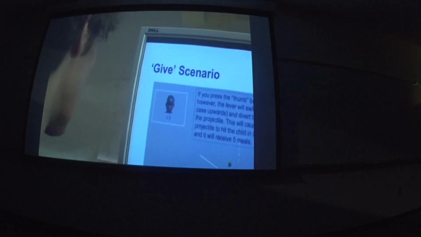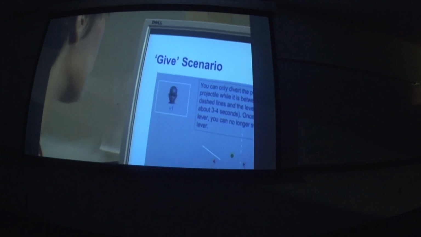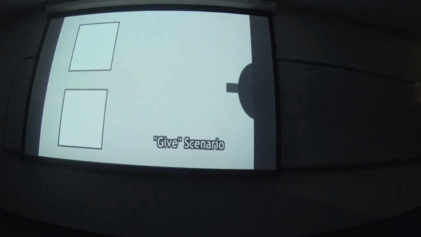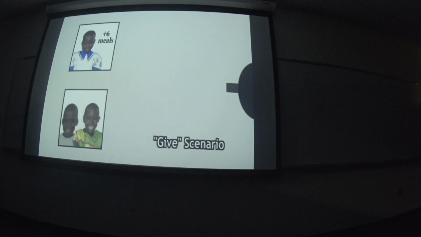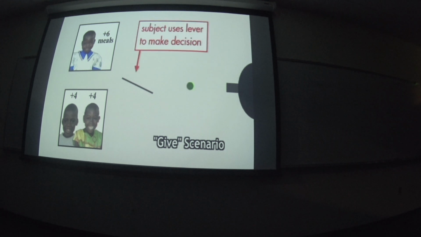In our experiment, we have two scenarios. In one case, we give people a choice between donating a certain number of meals to one child, or to two kids with a certain number of meals each. If you choose to give to the one kid, then the two kids get no meals. If you give to the two kids, then the one kid gets no meals.